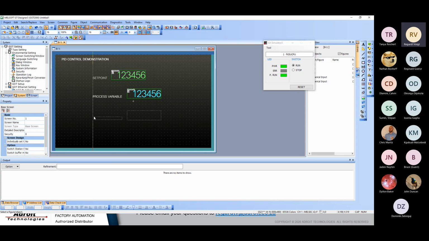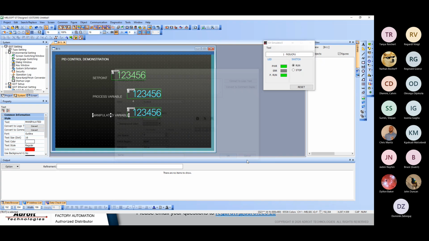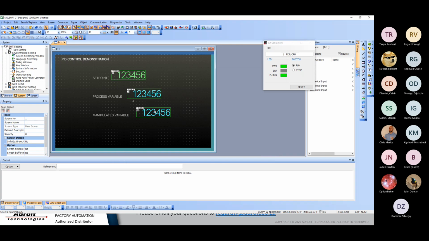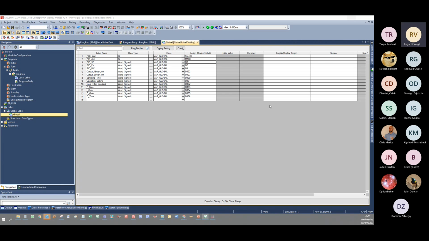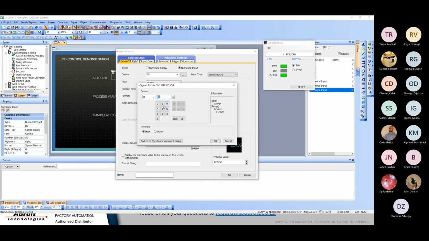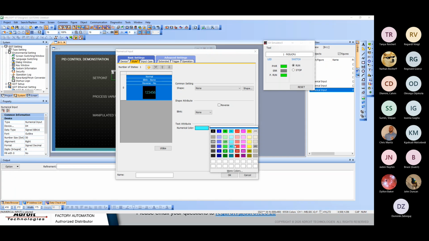Right, then how do we see how the PID reacts? That would be your manipulated variable. Just your output, the MB. And that was, what was that, D4, I think? Yeah, D4. Let's keep it a different color.